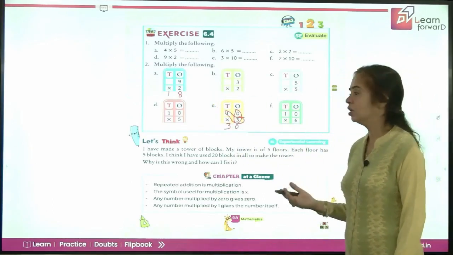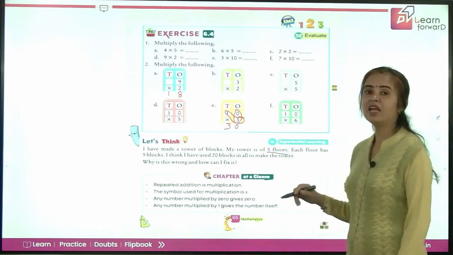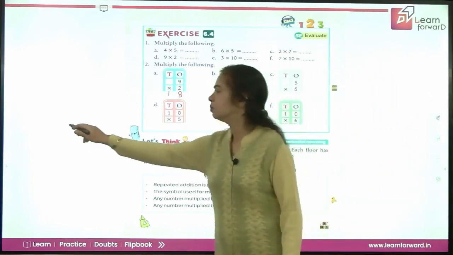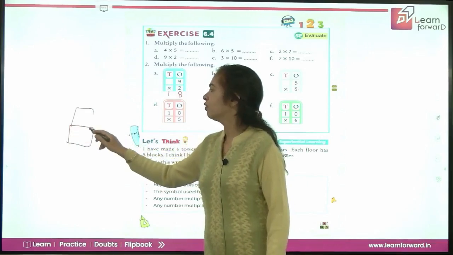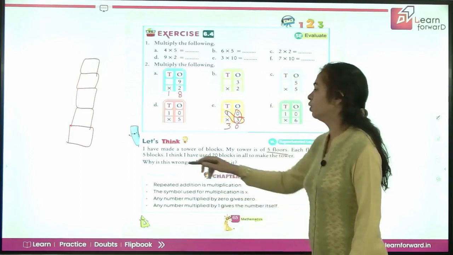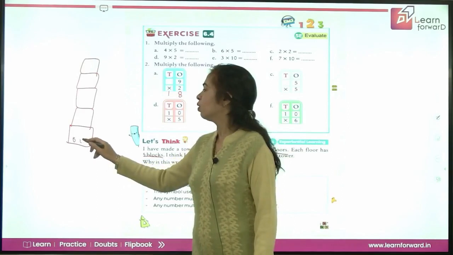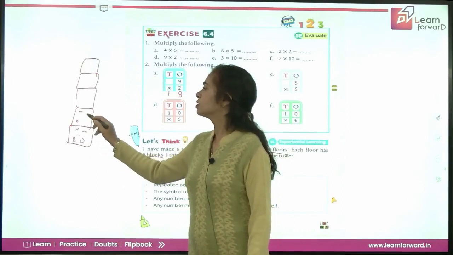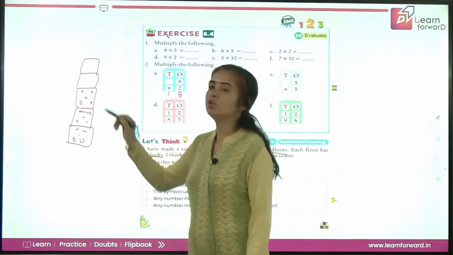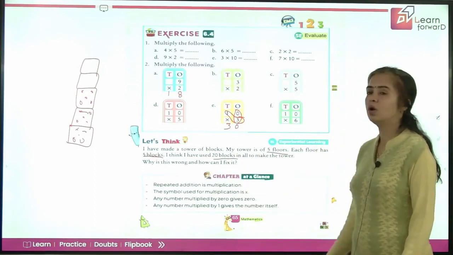Now it's time to think more. I have made a tower of blocks. My tower is of 5 floors. Each floor has 5 blocks. So you have this tower, you have got 5 floors. And on each floor, how many blocks are there? 5 blocks. That means 5 blocks here, 5 blocks here, 5 blocks here, like this. On each floor, you are making 5 blocks. I think I have used 20 blocks in all to make the tower.